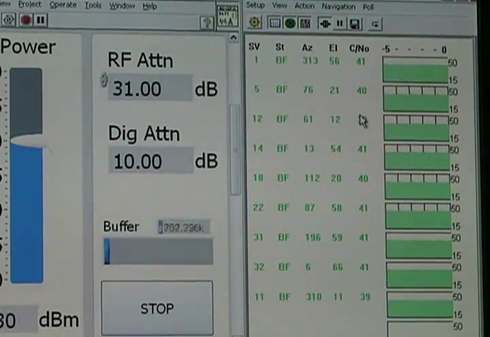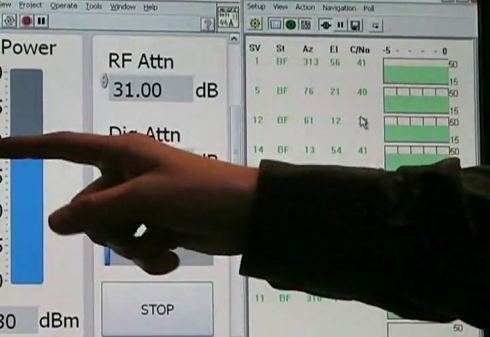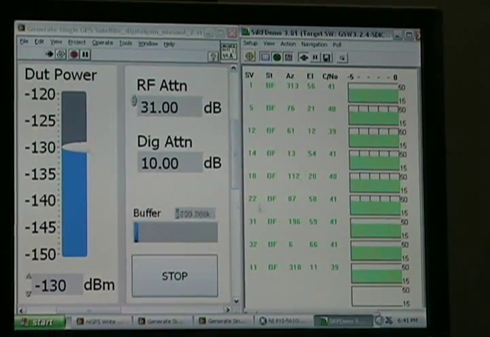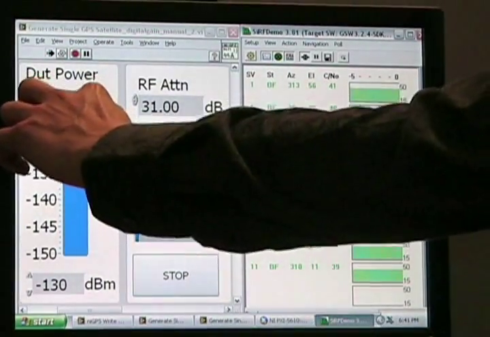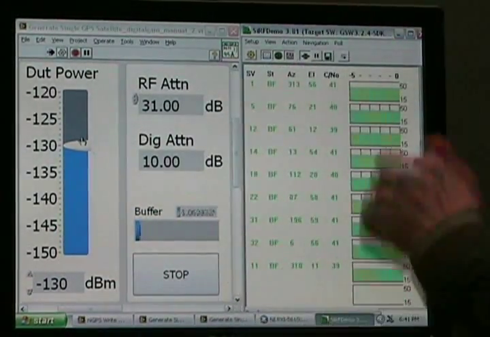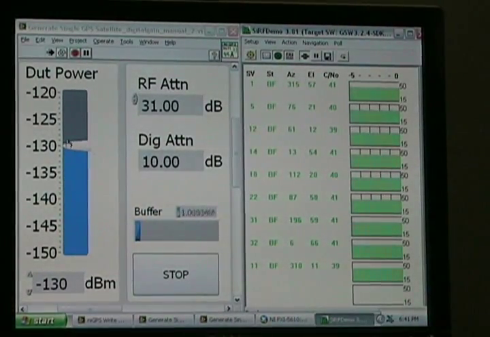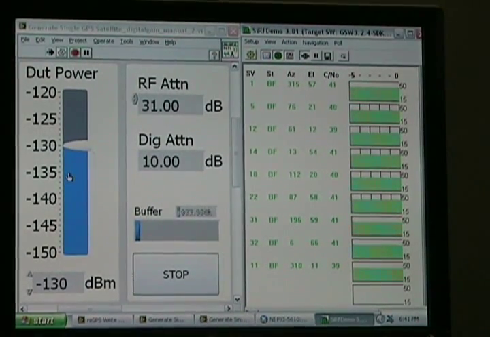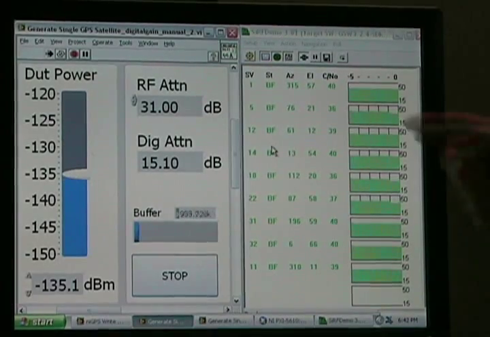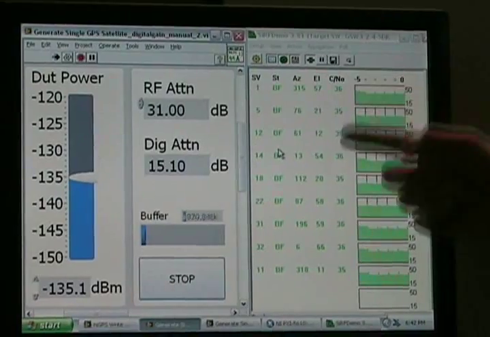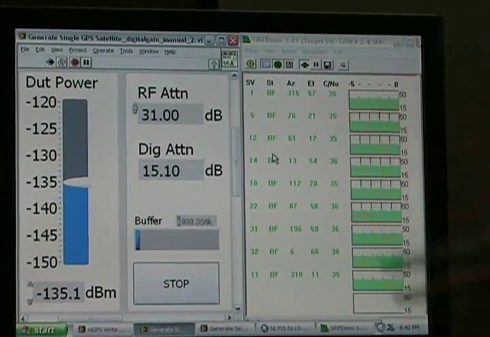So the fact that this is green tells me I've achieved a position fix. And based on this relationship, we can observe the relationship between the power and the carrier-to-noise ratio. So what I'm going to do is lower the power level supplied to the DUT and see how the carrier-to-noise ratio responds per our equation. We're currently at negative 130 dBm. We're going to go down by 5 dB, and we should see these carrier-to-noise ratios settle on the order of 35 to 36 dB-Hz, which we see right here.